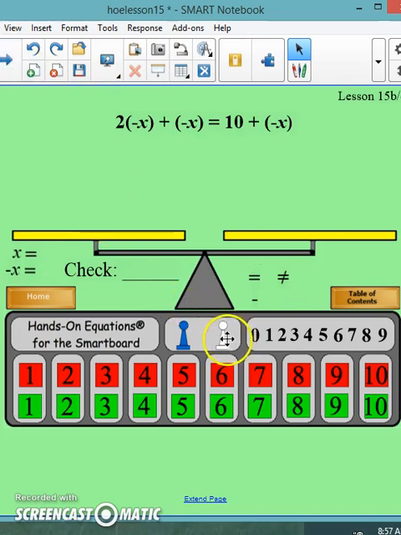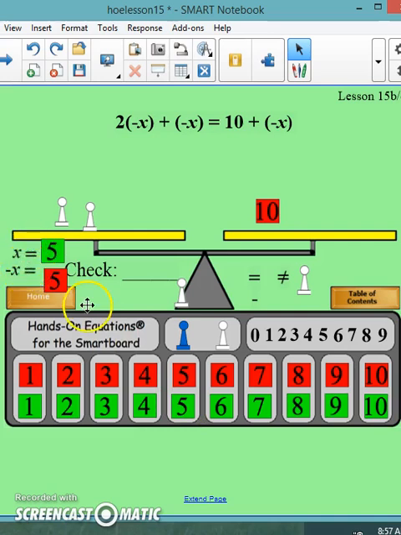Our next sample is 2 stars plus a star equals 10 plus a star. So I'm going to do my legal move and eliminate a star from each side. So I'm left with 2 stars equal positive 10. This tells me that star equals 5 and x equals negative 5.